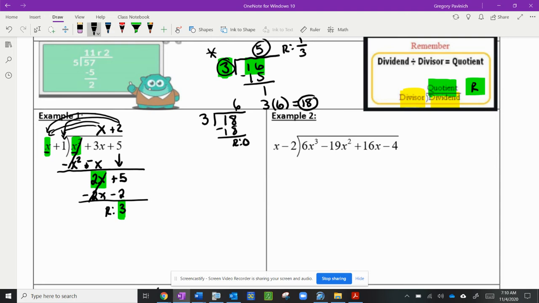Okay, so this one didn't evenly divide. And so when I write my remainder, you'll typically see it as 3 over the divisor of x plus 1. And this would be my final answer.